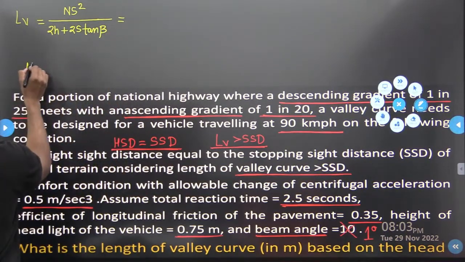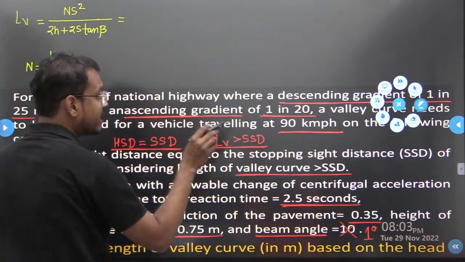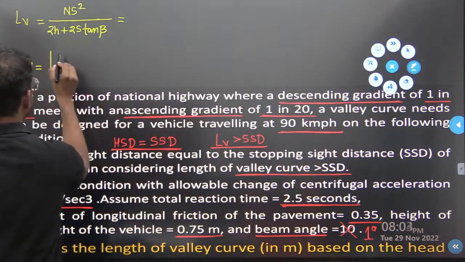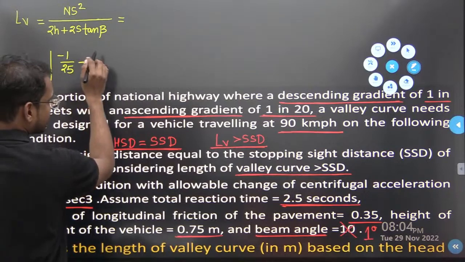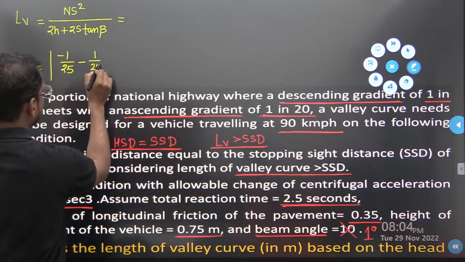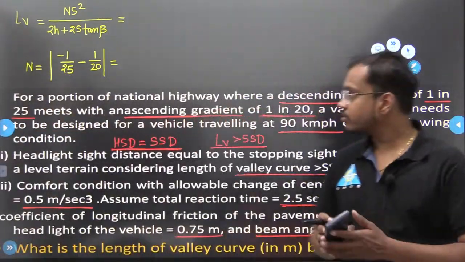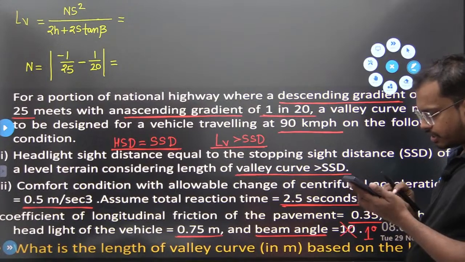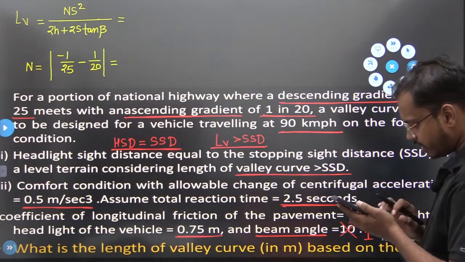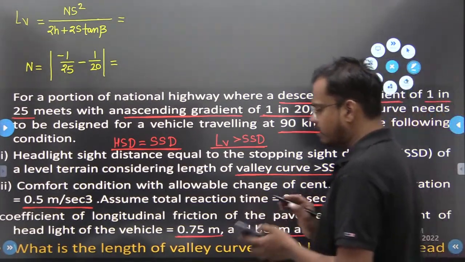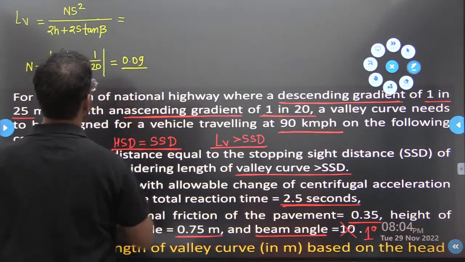What is the value of N? We already know that there is a descending gradient, that means minus 1 in 25, meeting an ascending gradient, that means 1 in 20. So what is the value of N? The value of N is 1 in 25 and 1 in 20. I think the value is 0.09. Am I correct? 0.09, it is the value of N. This value of N is given.